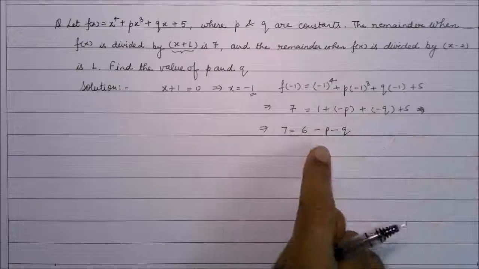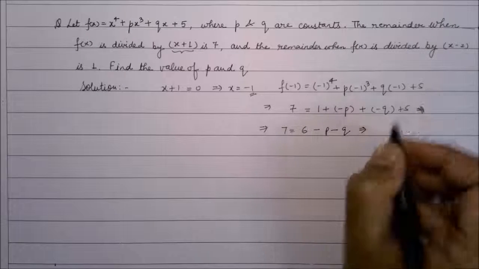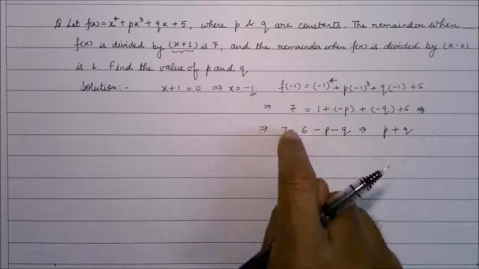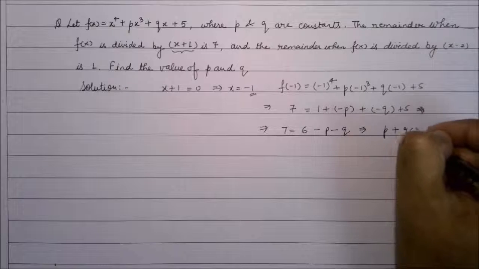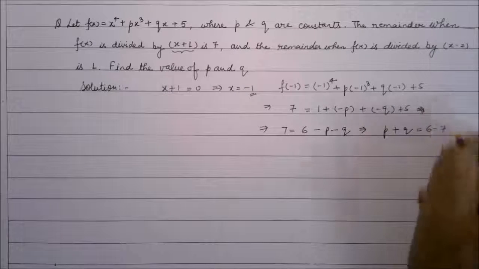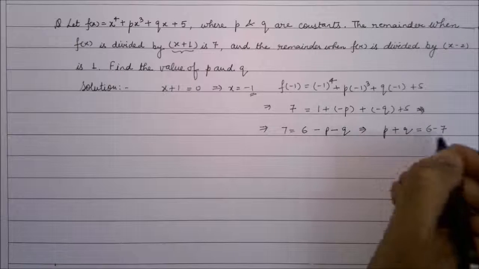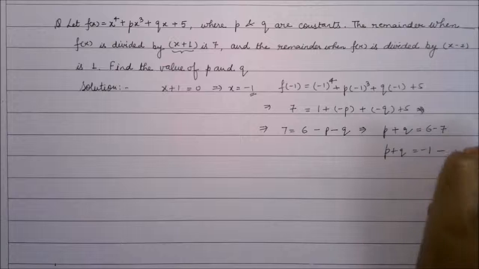I will be taking both of them to the left hand side. So here I will get p plus q. What I have done? I have taken this p, this q to the left hand side and this 7 to the right hand side. So I will be getting 6 minus 7 over here. So from here I can say that p plus q equals minus 1. This is my first equation.